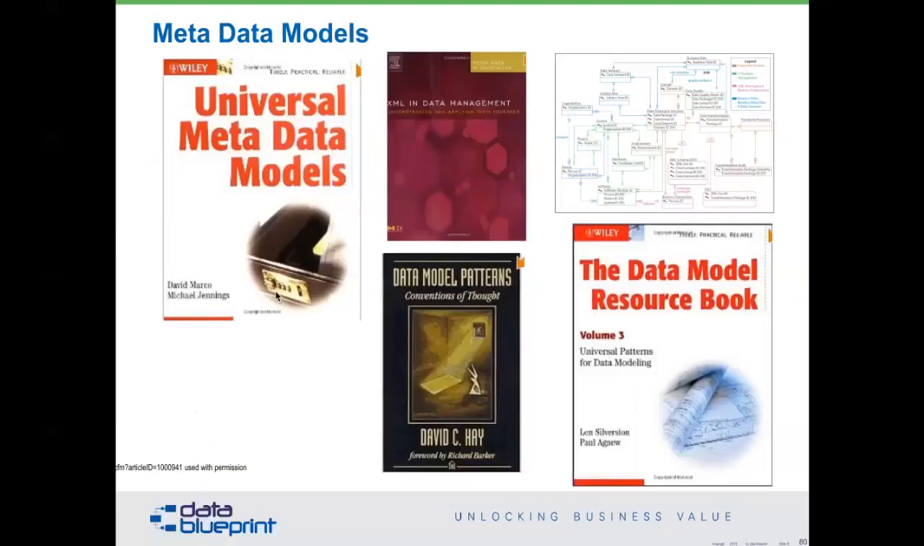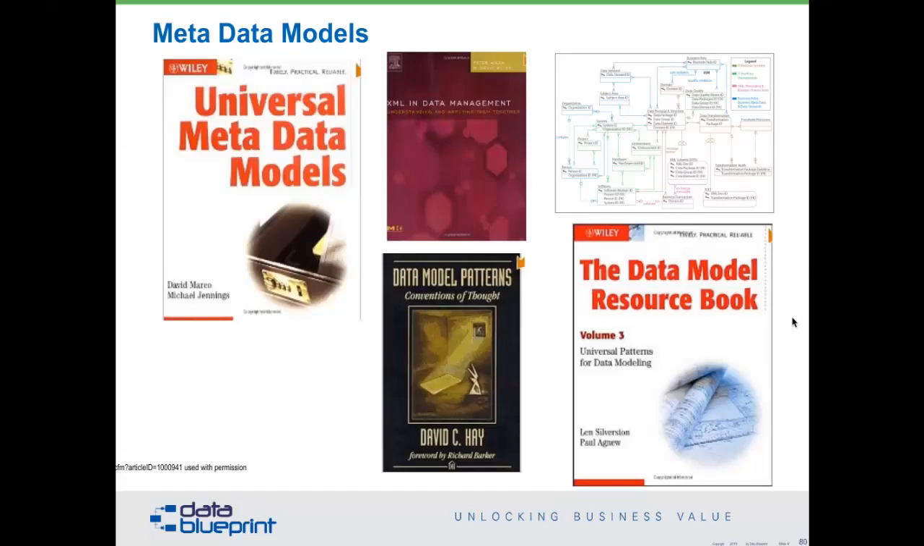And there are some great books out there that you can use. I'm showing a couple of them here, one by David Marco and Mike Jennings, one by myself. David Hay really gets the first book out on this, which is his Data Model Patterns: Conventions of Thought. It's a very, very good book. And the Data Model Resource Book series from Len Silverston contains universal patterns for data modeling. This happens to Len and me all the time: somebody will call me up and say, hey, Peter, do you know where I can find a metadata pattern for an accounting system for a dentist practice?